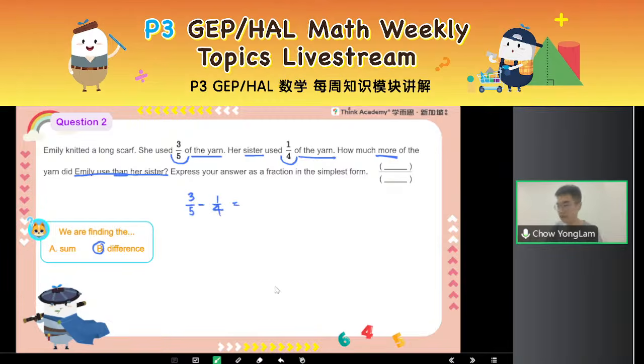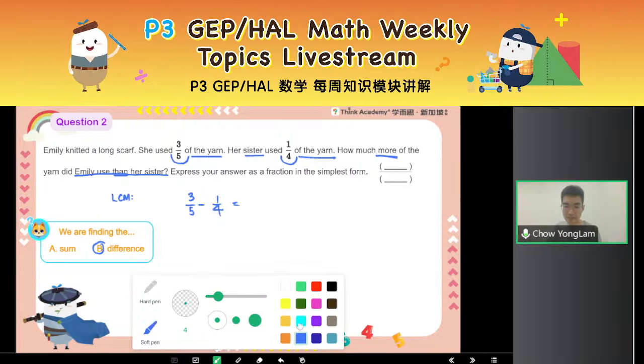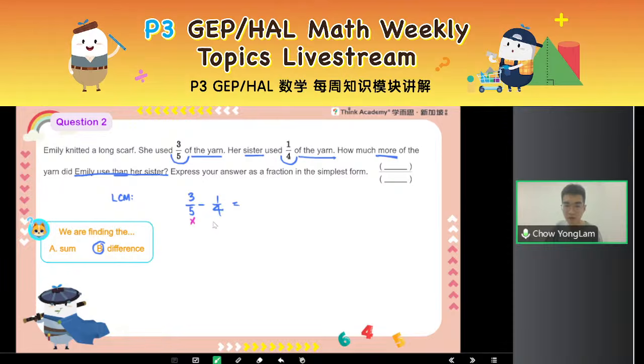And I see so many of you commenting, make the denominators the same. That's right. If the denominators are different, you cannot subtract directly. So 5 and 4, what denominator can you change them to? You want to multiply each fraction by something to make the denominators the same. 5 can times what? 4 can times what? Think about what number is a common multiple of 5 and 4.